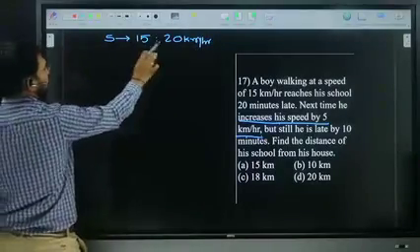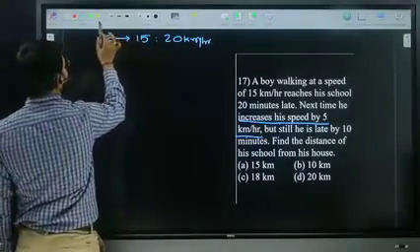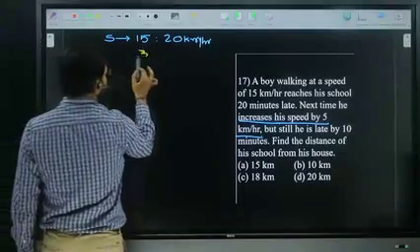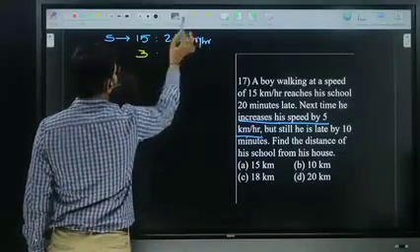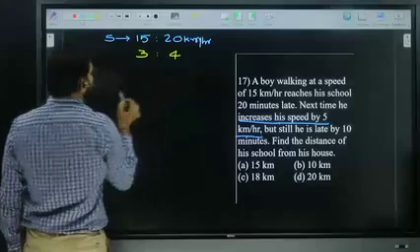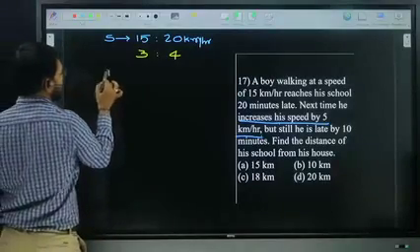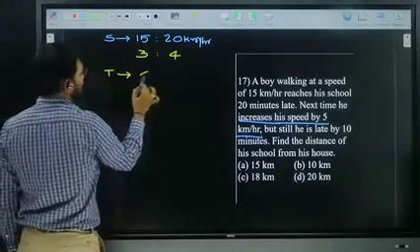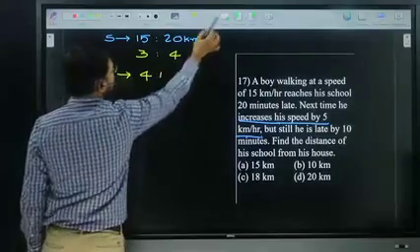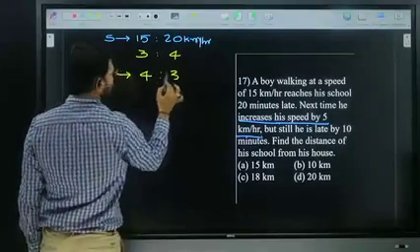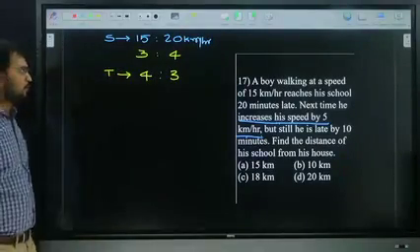So speeds are in the ratio 15 is to 20, which I can simply write as 3 is to 4. If speeds are in the ratio 3 is to 4, the times are in the ratio 4 is to 3, because it is inverse.